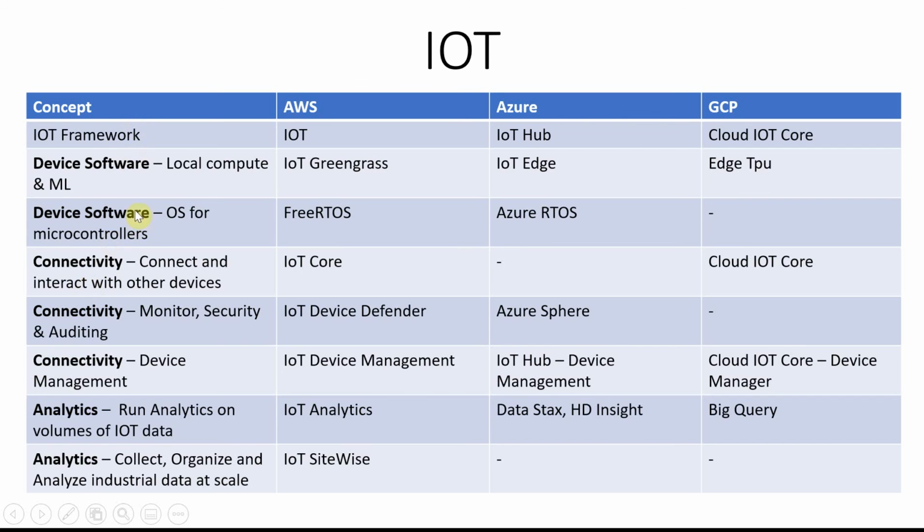Again, that's the device software we saw, either microcontrollers or tiny compute. Next is connectivity. How will you connect these devices to the cloud? In that space, there is AWS IoT Core. I didn't see anything equivalent in Azure here, but in GCP it is Cloud IoT Core. And then next, once you're getting data, you want to monitor it and look at the security aspect and auditing aspect and other things, because devices are already sending data to you, and now you want to manage or monitor this kind of day two problem.